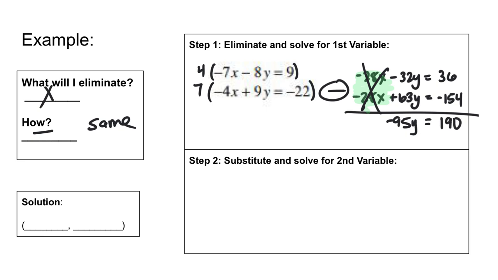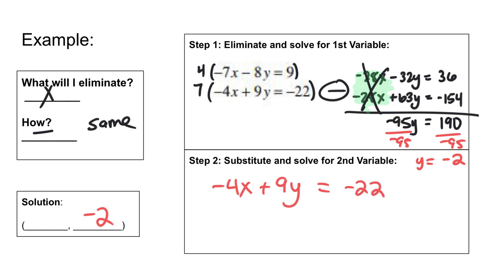So when I go and do that division, 190 divided by negative 95, I'm going to find that y is equal to negative 2. Okay, so I know my y is negative 2. I'm going to go plug that back into one of the original equations. It doesn't matter which one. So I'm going to go to negative 4x plus 9y equals negative 22. And now where the y is, I'm taking it out, putting a negative 2 in its spot.